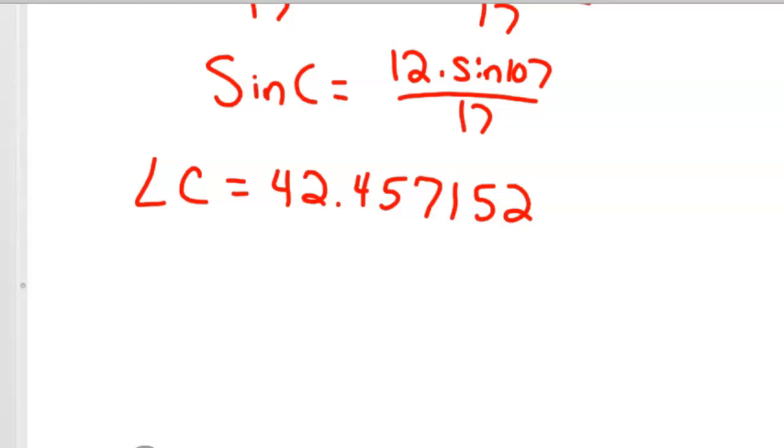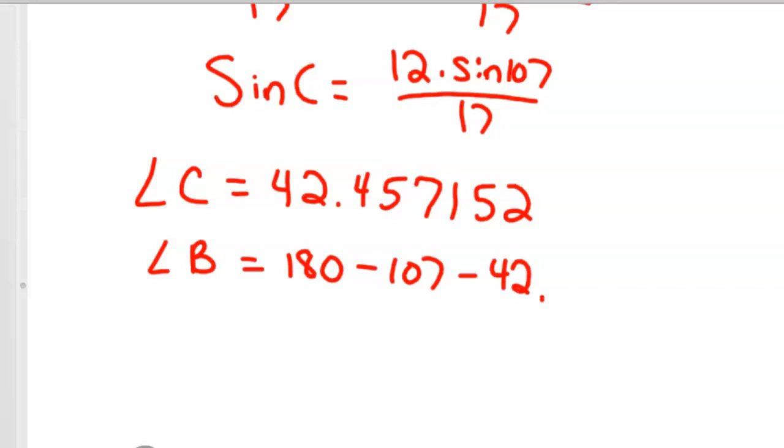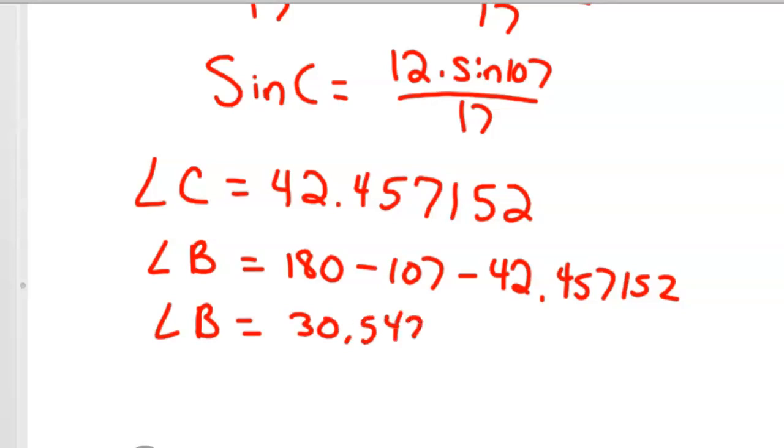So 42.45715 is angle C. And then you could find the other angle, angle B, by taking 180 minus the 107 minus the angle we just got, which is 42.457152. And so angle B, if you do that, is, just to speed things up because I'm running out of time, 30.5428.